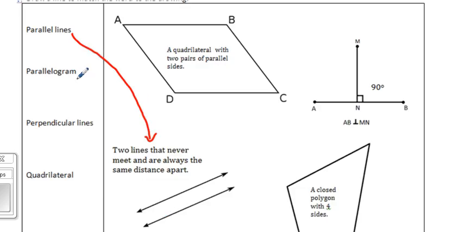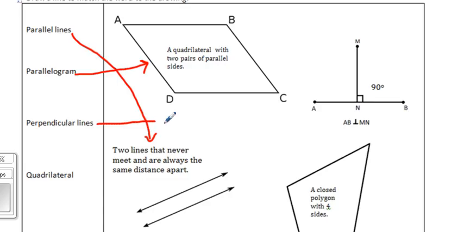A parallelogram is this guy right here, and it's a quadrilateral with 2 pairs of parallel sides. So side AD here is parallel with BC, and sides AB are parallel with DC.